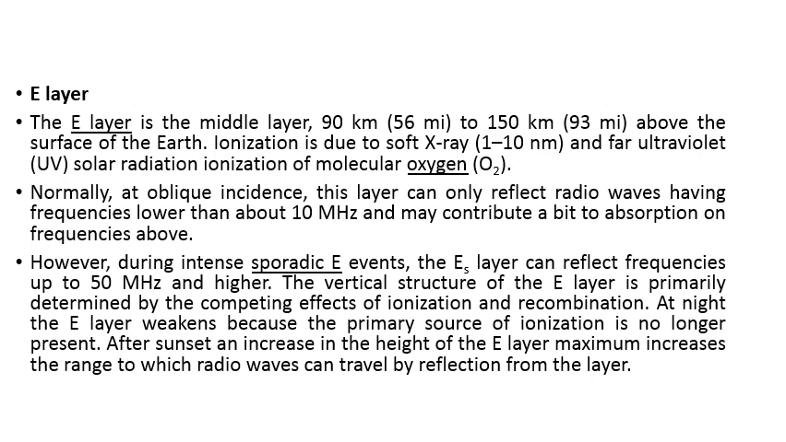The virtual structure of the E layer is primarily determined by the competing effects of ionization and recombination. At night, the E layer weakens because the primary source of ionization is no longer present. And so after sunset, an increase in the height of the E maximum increases the range to which radio waves can travel by reflection.